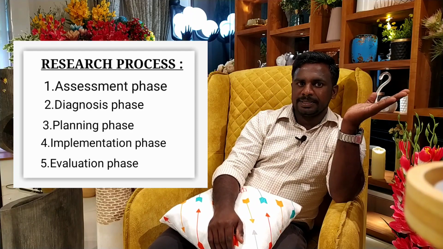There are 5 phases in the research process. They are assessment phase, diagnosis phase, planning phase, implementing phase, and evaluation phase. Just like when you write the nursing process, you write assessment, planning and so on, the same thing here. The first is assessment phase, second is diagnosis phase, third is planning phase, fourth is implementation phase, and fifth is evaluation phase. Under each phase there are some subheadings. I will explain that. First one is assessment phase.